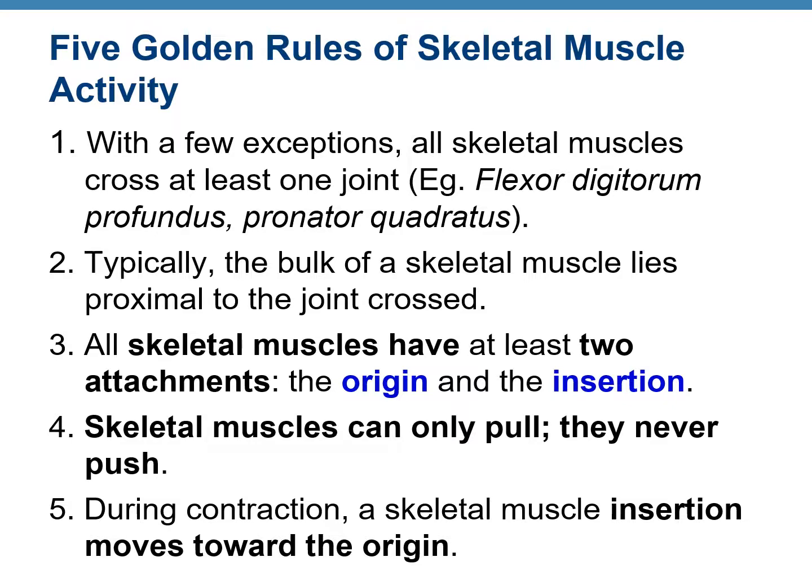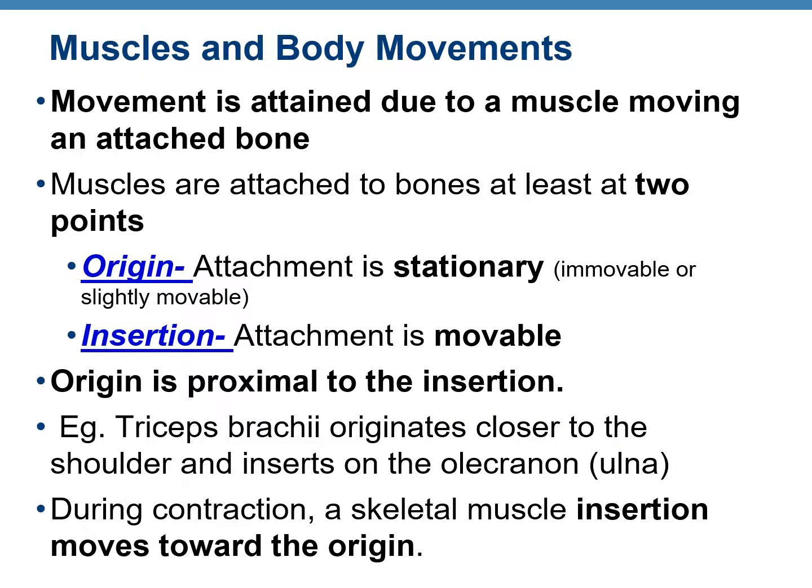This is a list of 5 golden rules of skeletal muscle contraction. The important one from here is that all skeletal muscles have at least 2 attachments. There is the origin and the insertion. And when a muscle contracts, the insertion moves towards the origin. Body movements are caused by a muscle moving an attached bone.